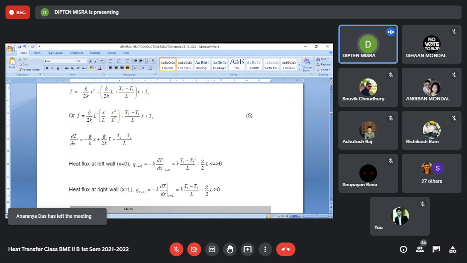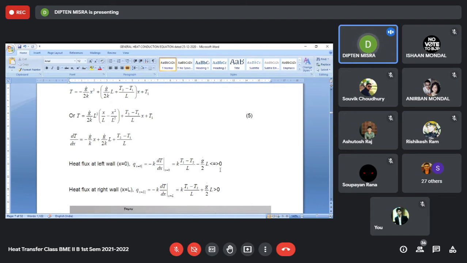Also, because of the heat generation, g dot is positive, and L is a positive quantity. So it is some positive quantity minus another positive quantity. Now this difference may be less than 0 if the second term is greater than the first term. It may be greater than 0 if the first term is greater than the second. It may be equal to 0 if the first term is exactly equal to the second term. So there is every possibility that the heat flux may be negative, equal to 0, or positive.